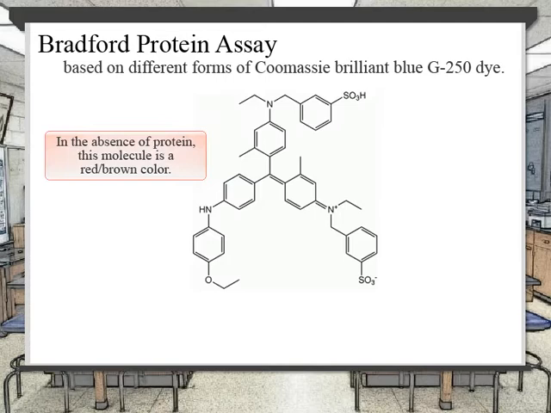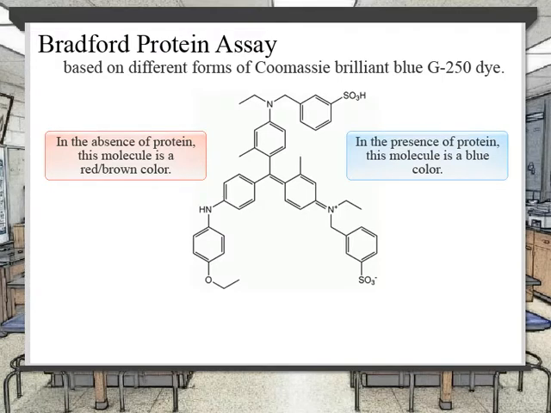Because once we have the curve drawn, we can predict the concentration of protein in a solution based on the absorbance value that it produces. In the absence of protein, the dye molecule is a red-brown color. In the presence of protein, this molecule is a blue color.